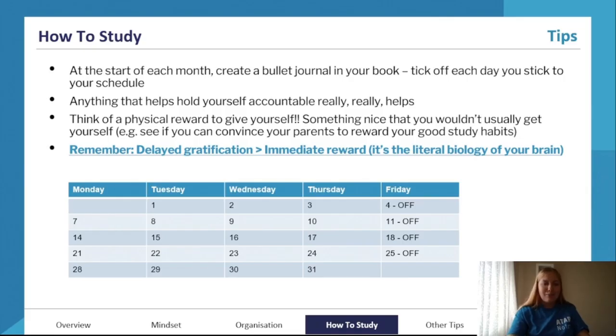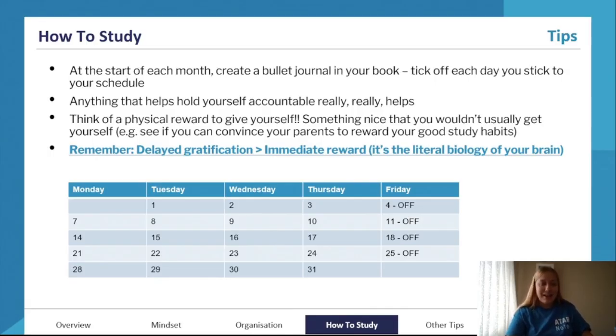And what can really help with motivation is if you think of some kind of physical reward to give yourself. If you want to buy something nice, or something you may convince your parents to reward you with, or even letting yourself do something you really enjoy, like a day out with your friends. So create something for yourself, potentially every week or every month, that you can reward yourself with.